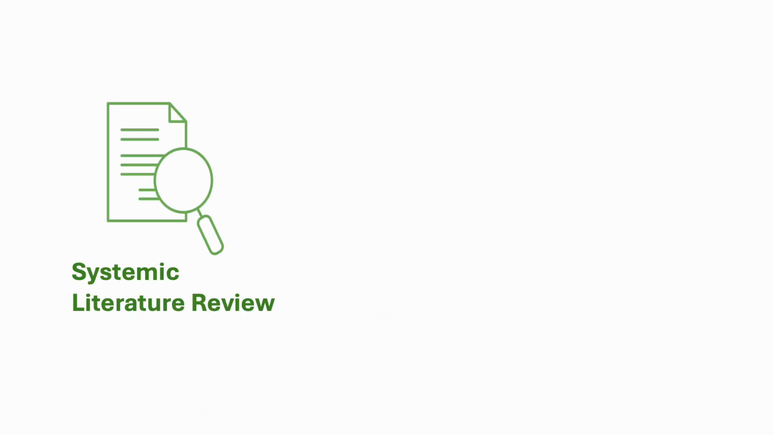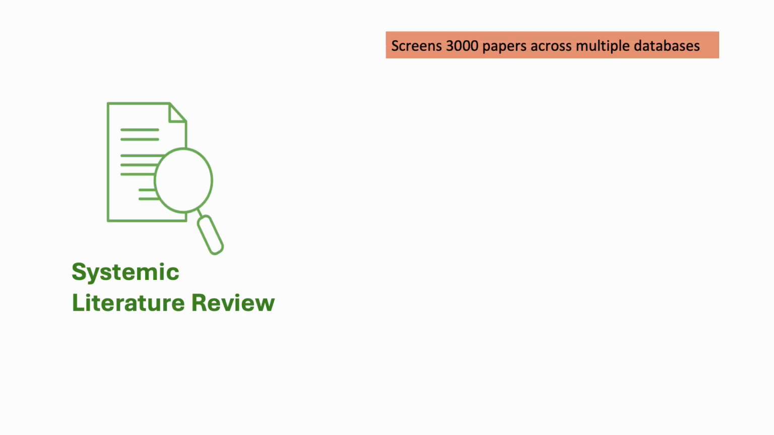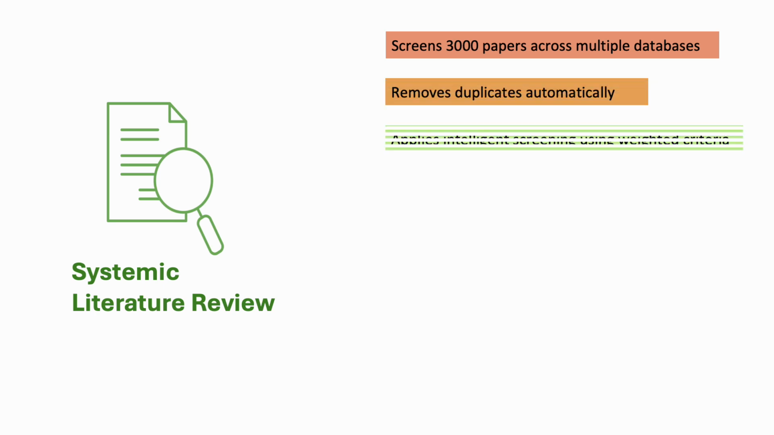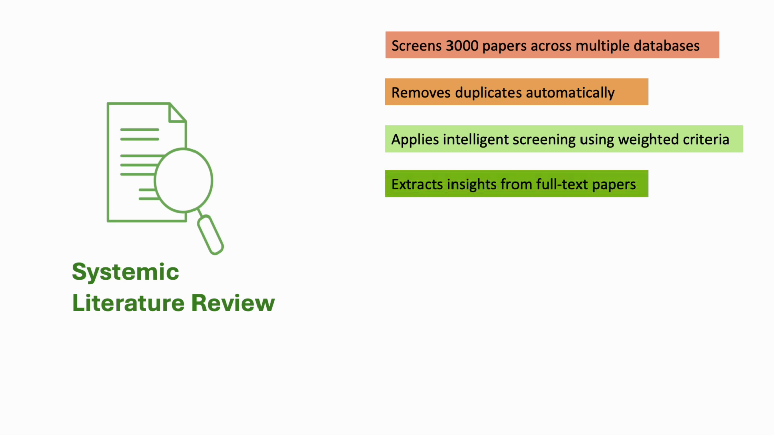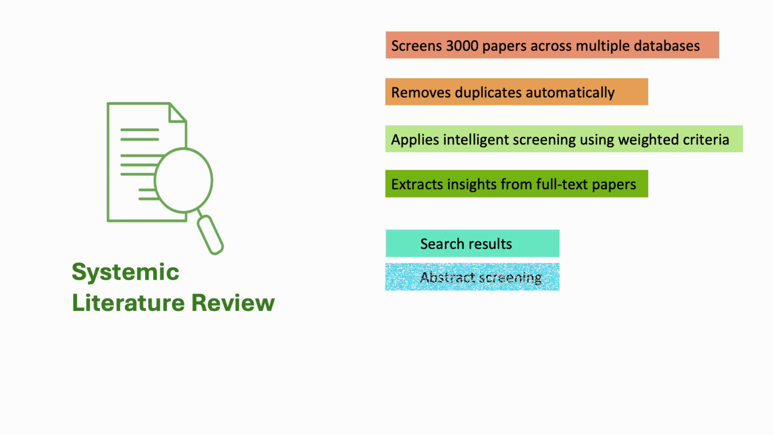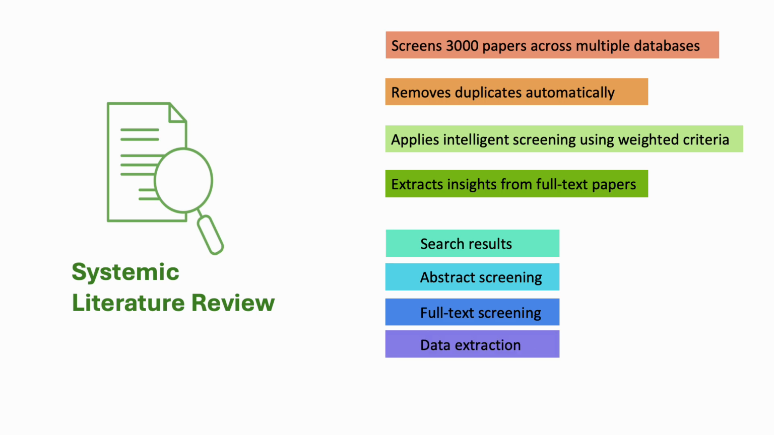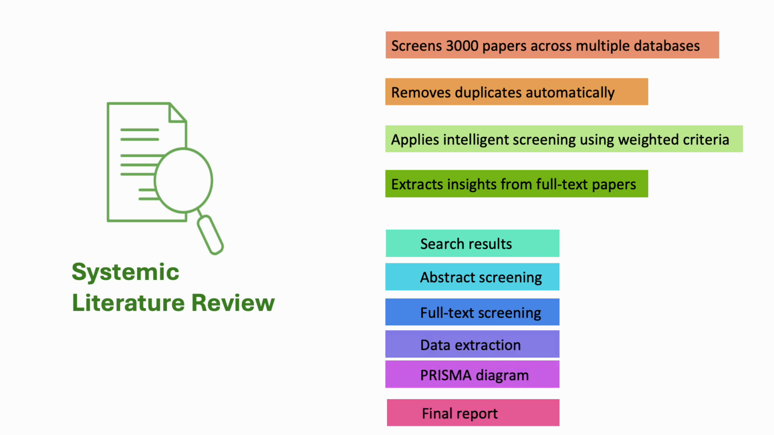SLR has key capabilities to screen 3000 papers across multiple databases. It removes duplicates automatically. It applies intelligent screening using weighted criteria, extracts insights from full text papers, generates structured outputs including search results, abstract screening, full text screening, data extraction, PRISMA diagram, and final report. In short, SciSpace SLR agent is faster, more accurate, and fully customizable than any other review tools available.